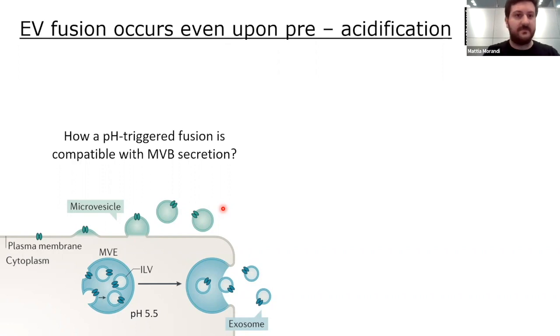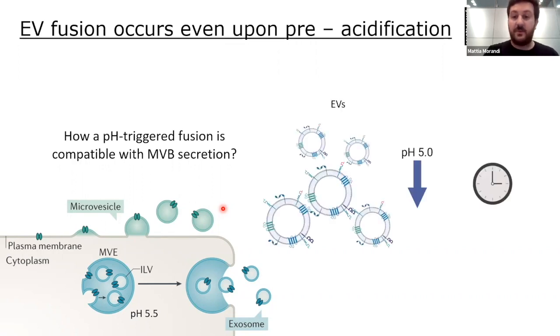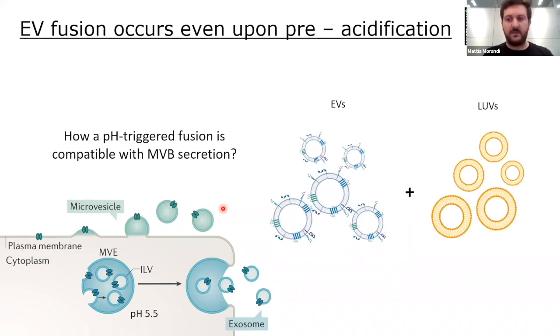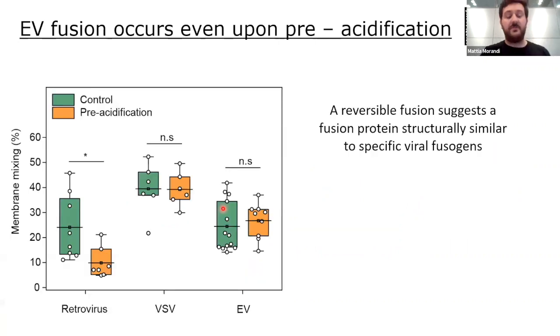We didn't have a specific answer, but what we decided to do is to take an unbiased approach. Basically, we took EVs, we pre-acidified them for a certain amount of time, and then we re-neutralized the pH back to 7.4, and then we performed the incubation with liposomes and the fusion assay. And what we observed was very interesting, because of course, we compared that to viruses. If you take enveloped retroviruses, which work at low pH, and you pre-acidify them, their ability to fuse is drastically inhibited.